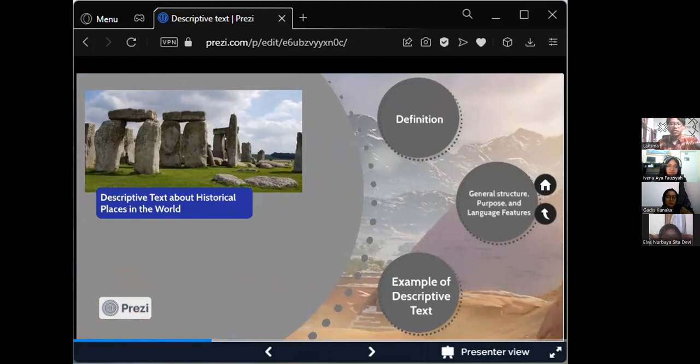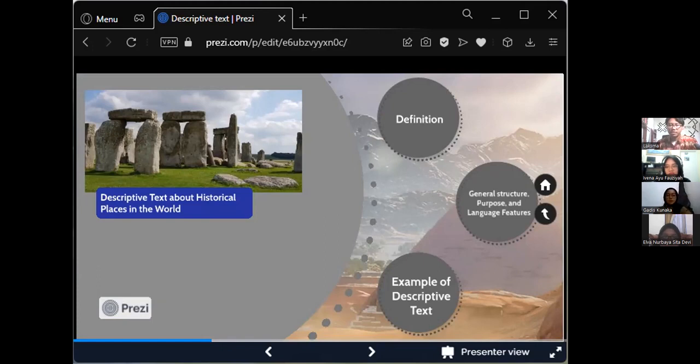And for the material, today we will learn about descriptive text. For the descriptive text, today we will learn the definition, social function, generic structure, and language features. And also I will show you an example of descriptive text.